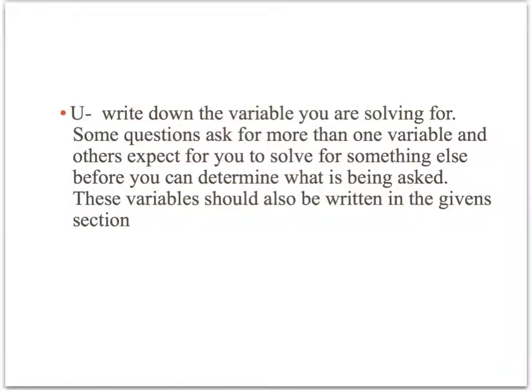Next, we're going to write down the variable that we're asked to solve for. We're going to consider that to be our unknown. Some questions ask for more than one variable, and others imply that we solve for one thing first before we can solve for what it actually asks. Those pieces of information should also be written down in the unknown section.